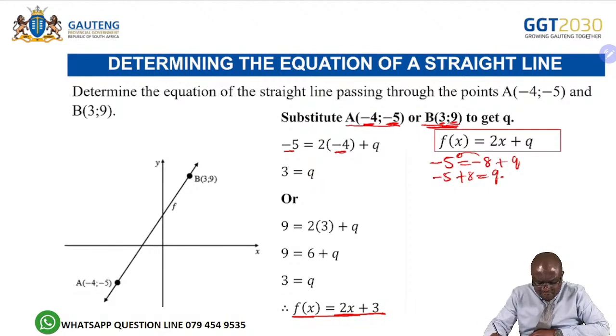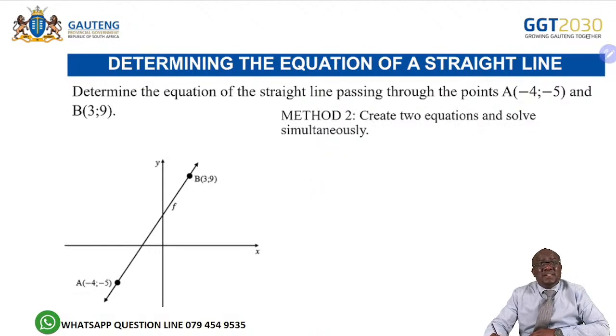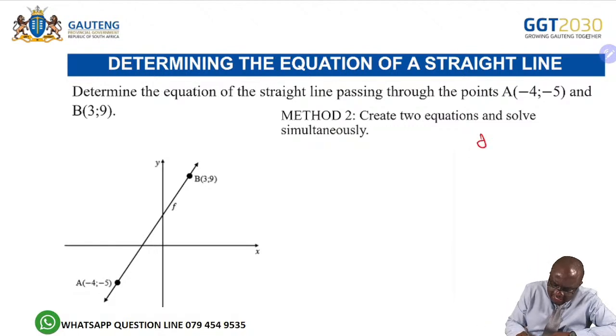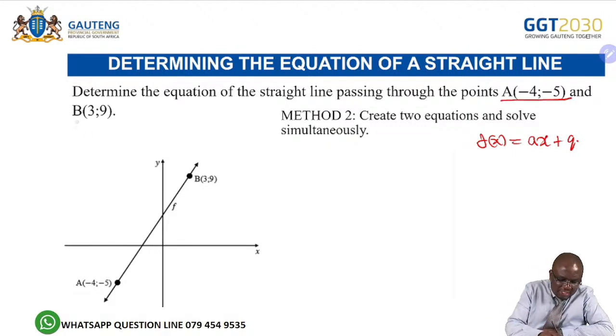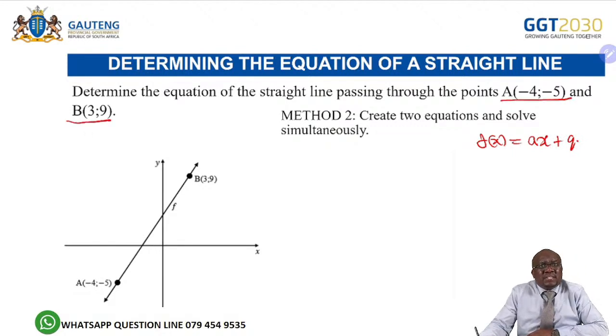And then the next method is finding this using simultaneous equations. Create two equations and solve simultaneously. We have our equation f of x is equal to ax plus q. So we substitute the first point, then we substitute the second point. We create two equations. Can you try to create these two equations in 1 minute? Let's try.